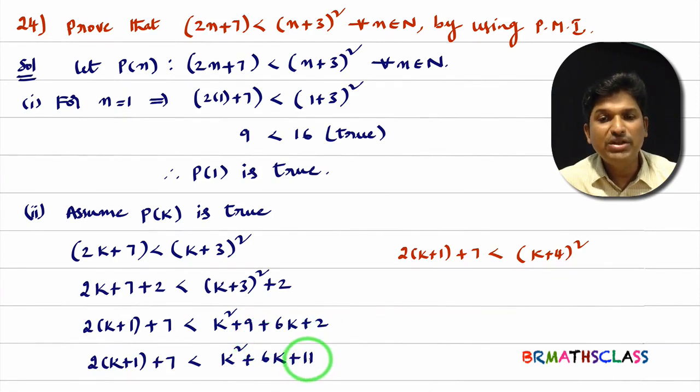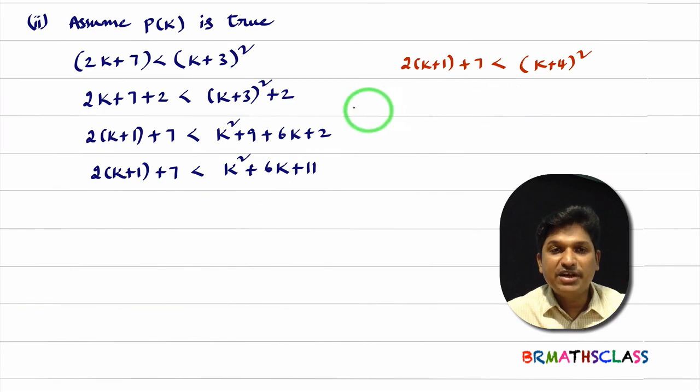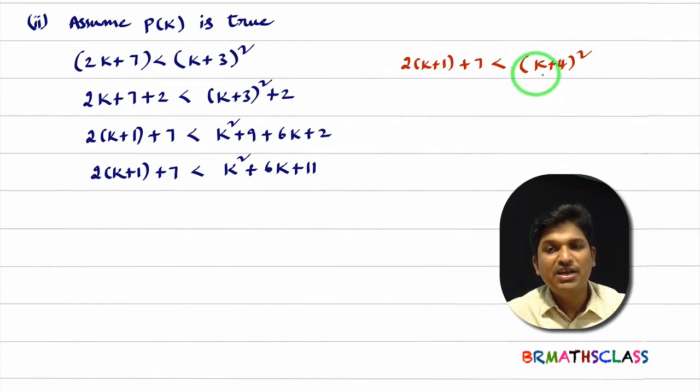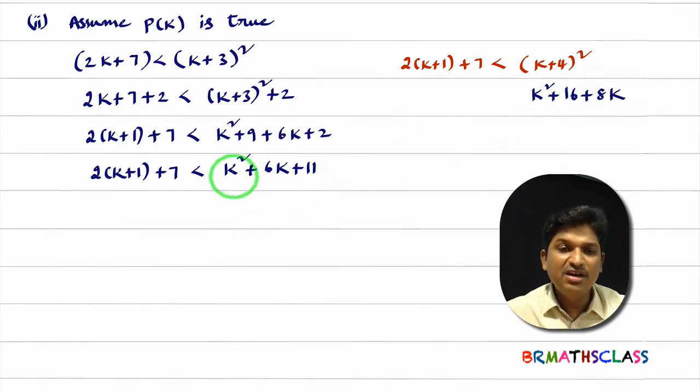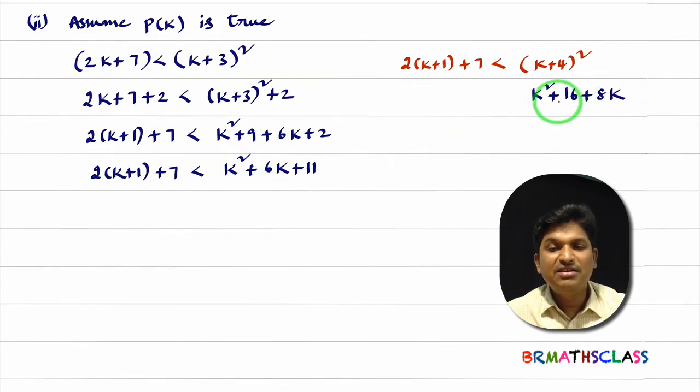Now what I will do, that is important. What am I trying for? I am trying to prove P of k plus 1 is true. You see, this is P of k plus 1. You expand this k plus 4 whole square, k square plus 16 plus 8k. Here, I'll compare these two things.